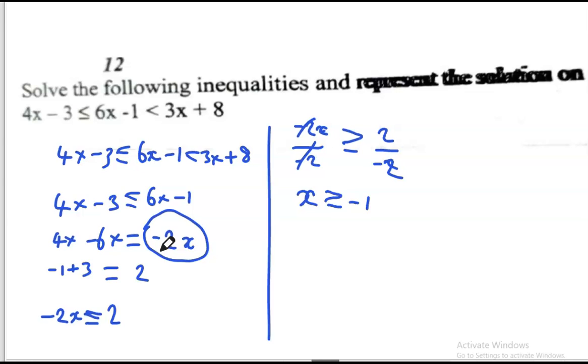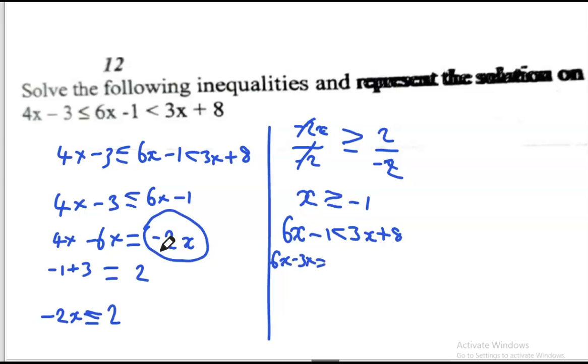Now we continue from there. We are still having 6x minus 1. Now we need to work out this 6x minus 1, which is less than 3x plus 8. Just like we did earlier, you collect the like terms. We have 6x here, we have 3x here. When this 3 crosses over, it becomes negative. So it's going to be 6x minus 3x.